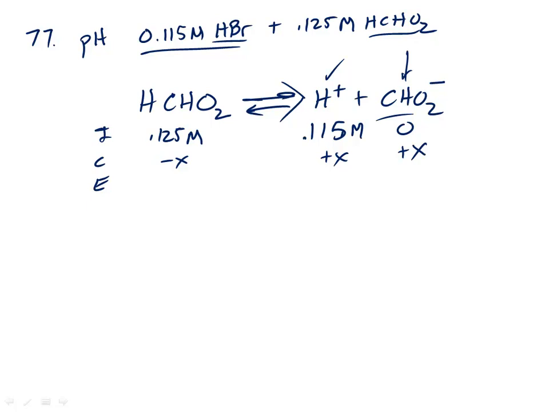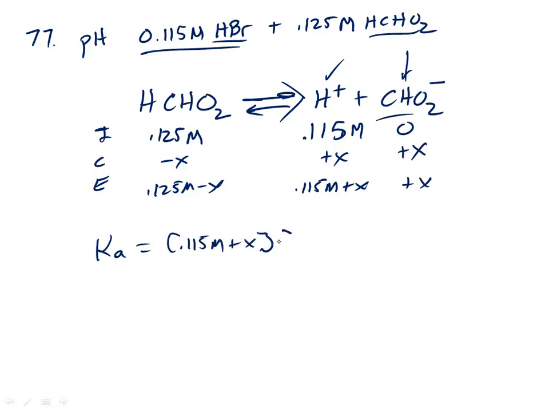All right, so at equilibrium, this is 0.125 molar minus X. This is 0.115 molar plus X, and this is plus X. We've got to put this in the expression. Ka equals the products, 0.115 molar plus X times X, divided by 0.125 molar minus X.